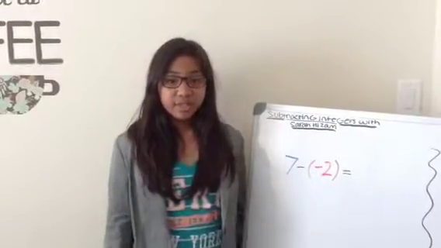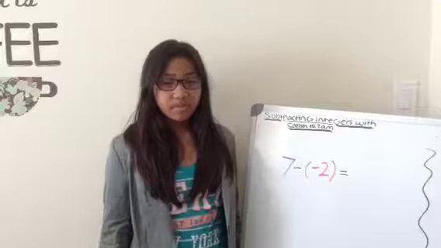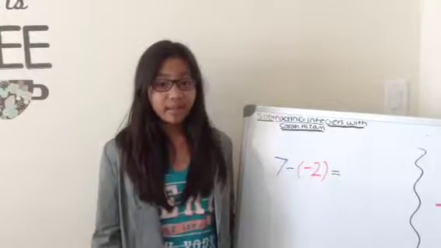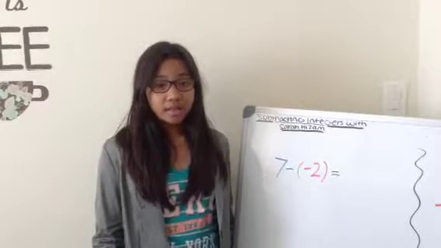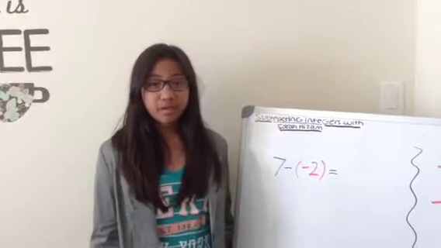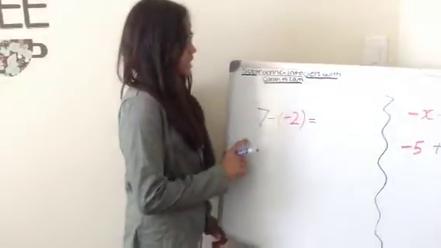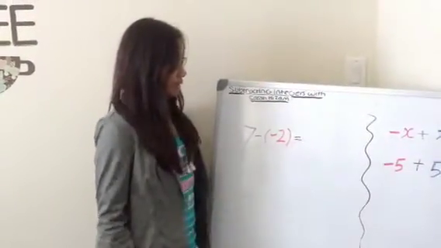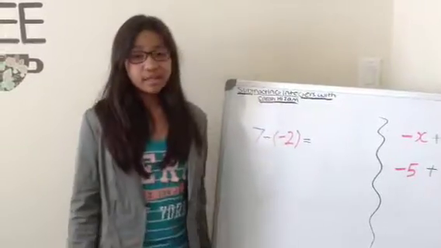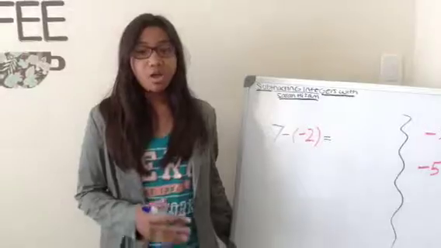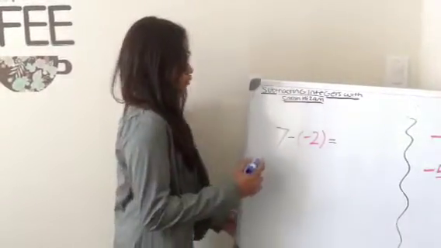The first strategy that I'm going to show you is modeling. Modeling is the use of positive and negative counters. I'm going to use blue for positive and red for negative. Now, let's look at this problem. 7 minus negative 2. First thing that you need to know is that you can't subtract a negative from a positive. So what we're going to do is make a model.